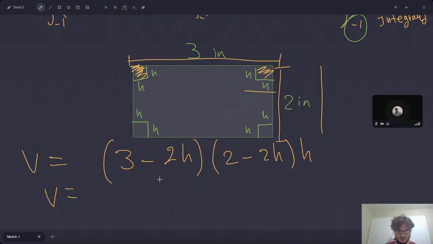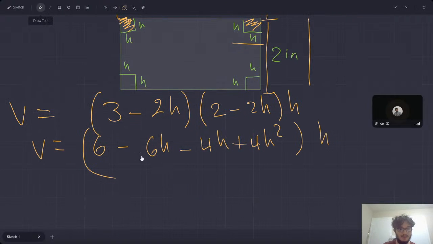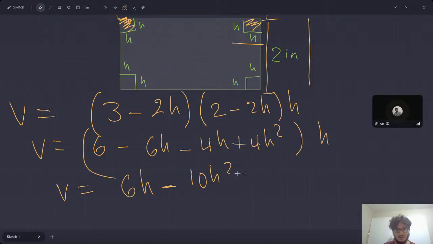So just expand it. So 3 times 2 is 6, minus 6h, and then minus 4h, plus 4h squared, all of that times h. Just expand everything out, combine like terms, and then find the derivative, right? So V is equal to 6h minus 10h squared plus 4h cubed. Now you have your volume function.